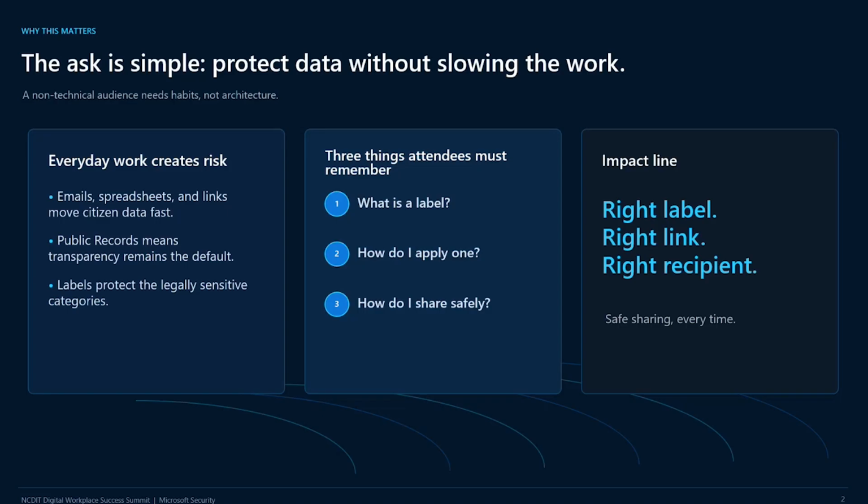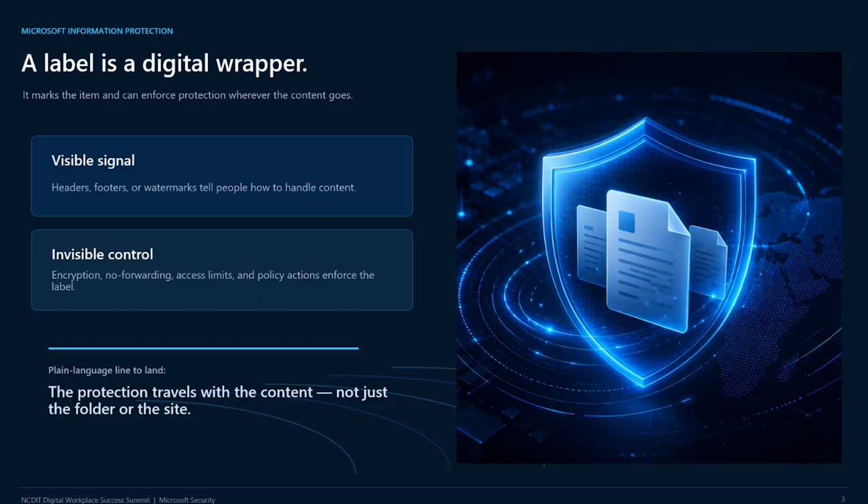The big things that I want you to leave this session with are that you're going to understand what a label is, how one gets applied, and how that's going to help with sharing safely. So, a big question to ask yourself as we go through this: think about the last spreadsheet or email that you sent. What would that person know about how to handle that data? Would they know that that data shouldn't be shared? Would you be able to stop them from sharing it? The labels are going to help address those different things.